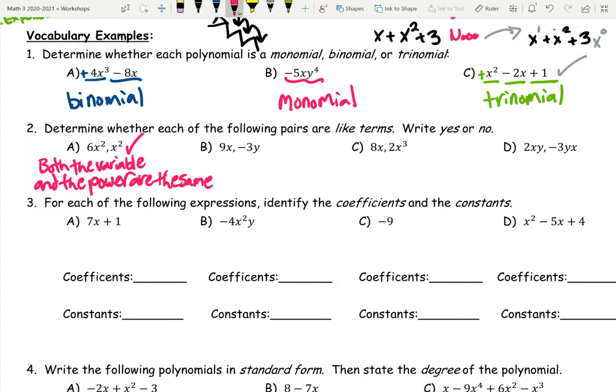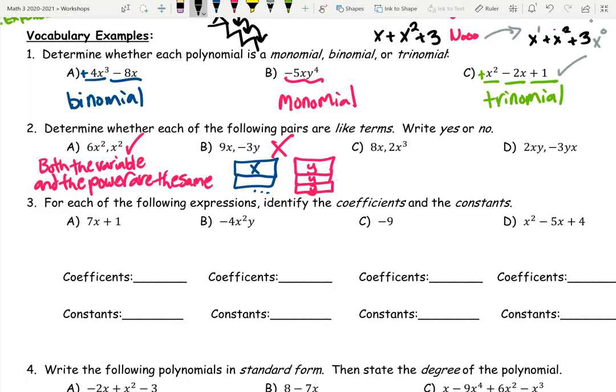So both of these are not like terms. The reason being is this is 9 rectangles of a size x, and this is 3 rectangles of a size y. Now, I don't know the size of these, but because I use different letters, they are different sizes. So I cannot combine them.